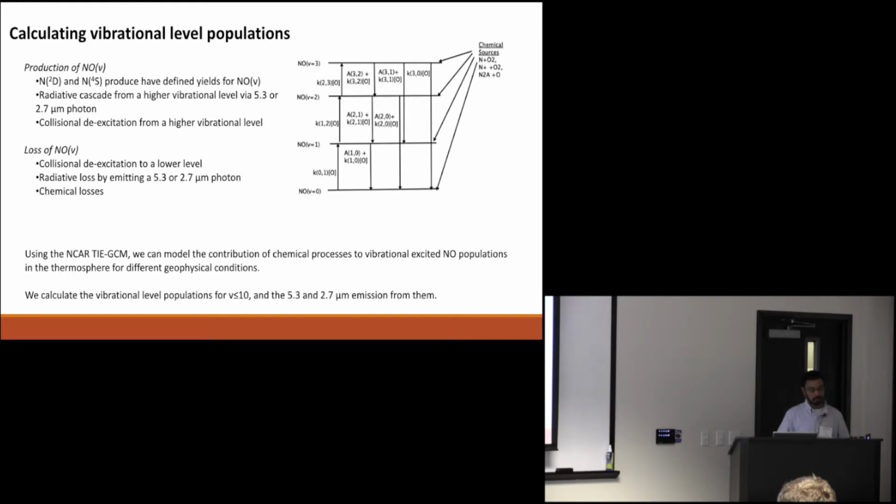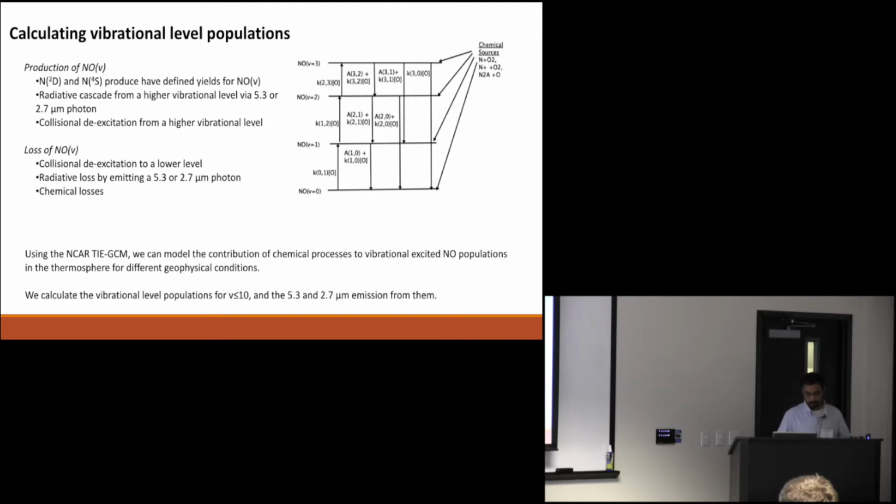If we want to model what the vibration level populations are, you just have to take into account the production and loss processes for every level. So we have V equals 0 all the way to V equals 3. The model that we've built goes all the way to V equals 10. So you have 10 vibration levels. You can populate them by these chemical processes, NWD and quadrant S.